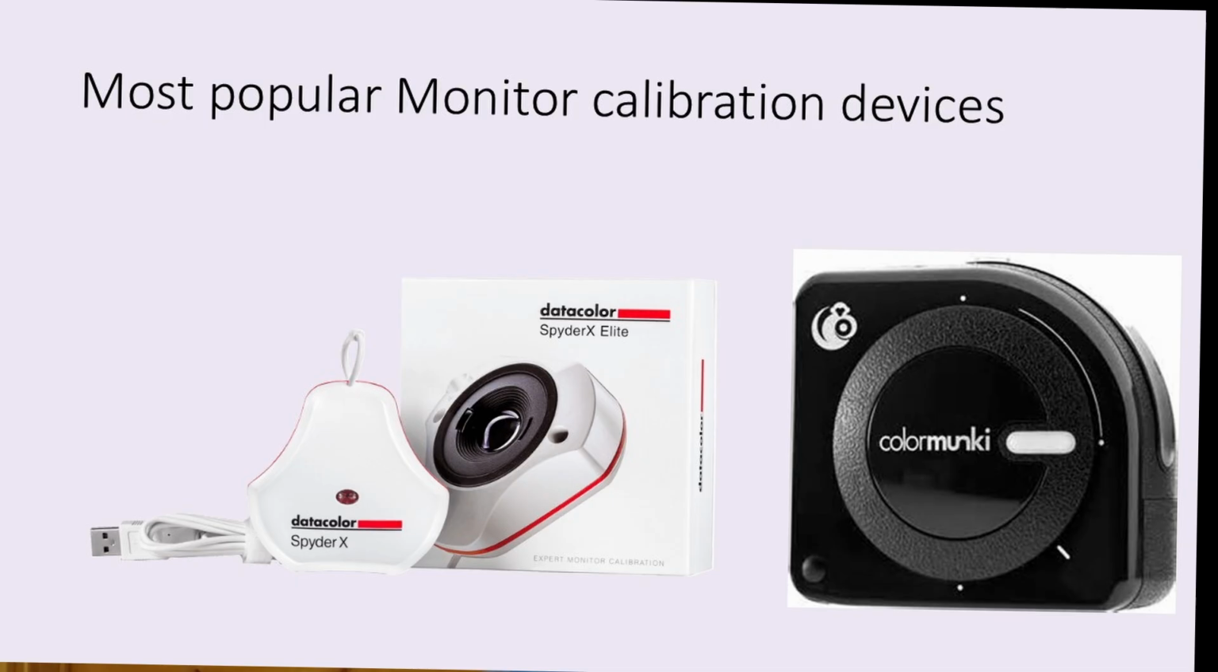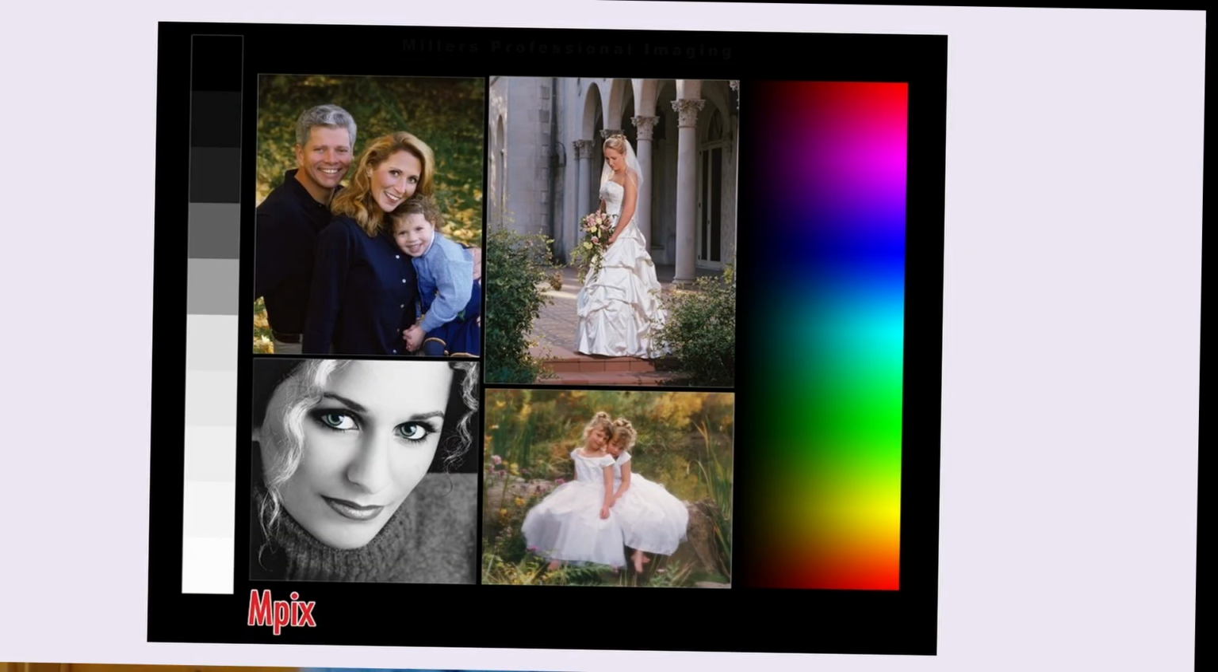So here are the two most popular calibrators, the Datacolor Spyder or the ColorMunki. Those are both available. Now, an alternative is to get this file or a similar file and look at it. Do you see all the steps? Does the dress look white? Do the colors look normal? In this reference image, which I got from mpix.com, the faces are a little bit red. But this will tell you how close to properly calibrated you are.